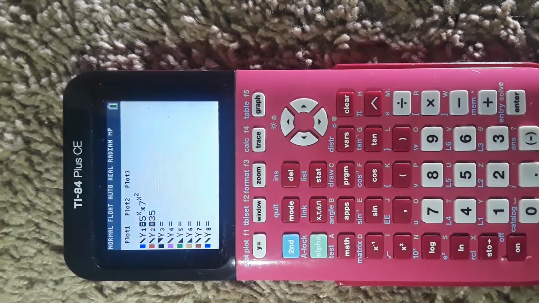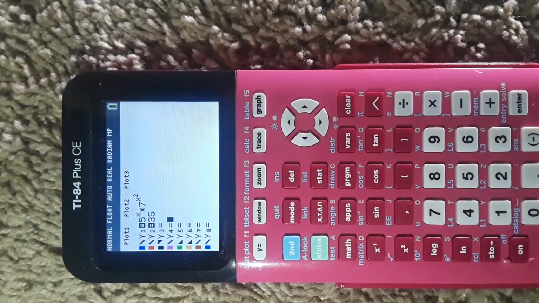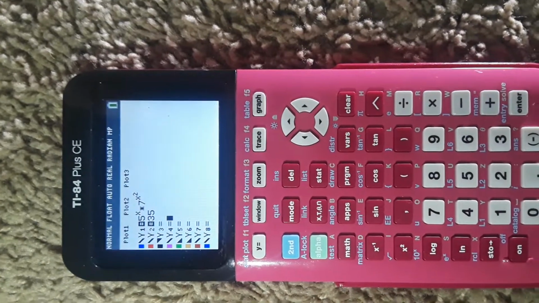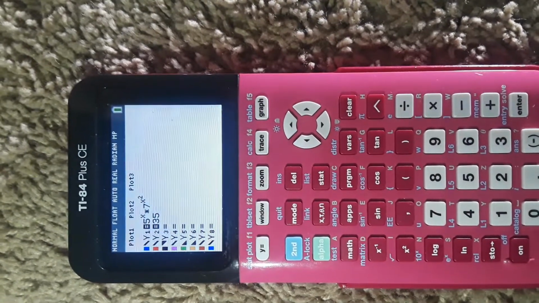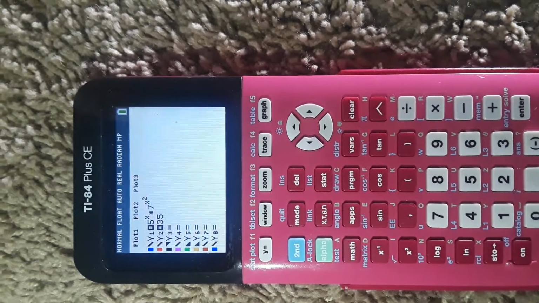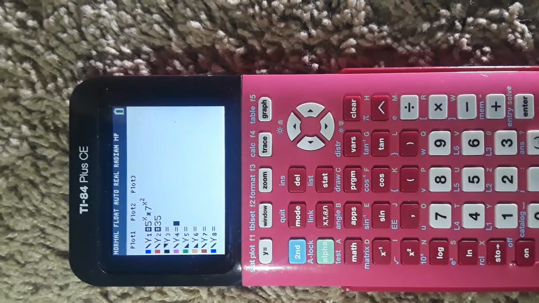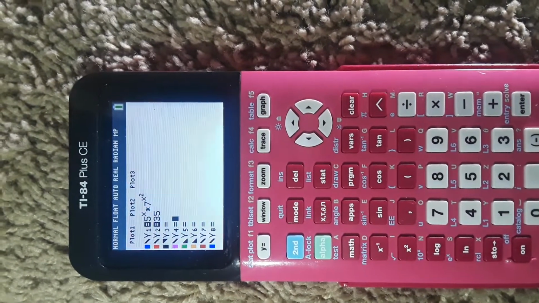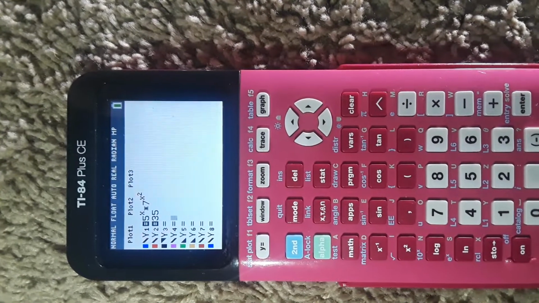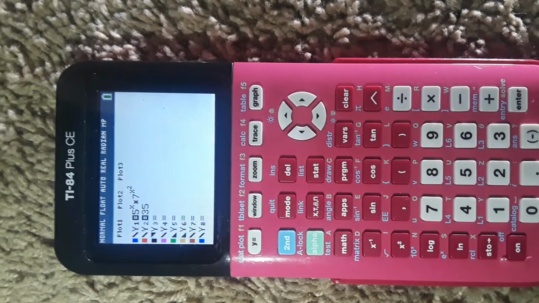So, again, the equation is 5 to the power of x times 7 to the power of x squared is equal to 35. So, the left side of the equation we want to put in for y1, 5 to the power of x times 7 to the power of x squared. And on the right hand side is 35, in which we will input for y2.